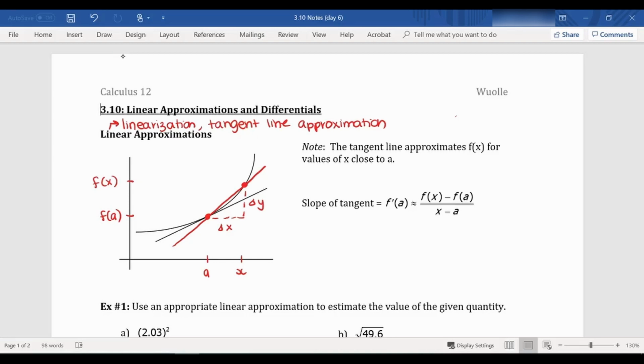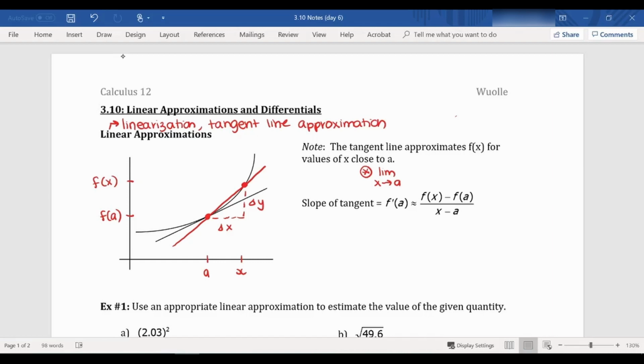So your tangent line approximates f of x values for values of x close to a. This means the limit as x approaches a. So x is getting very close. If I say that x is getting very close to a, then my slope of my tangent, f prime of a, is approximately this delta y over delta x, or f of x minus f of a over x minus a. I know that this is true if x is getting very close to a.